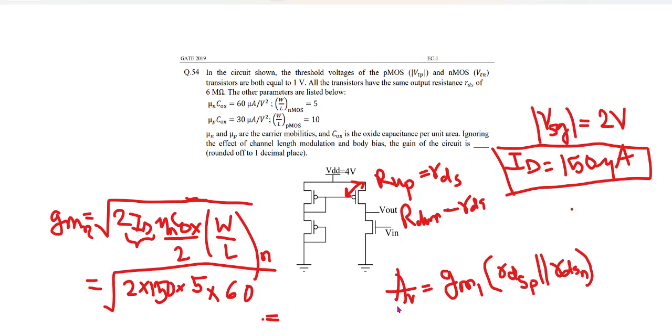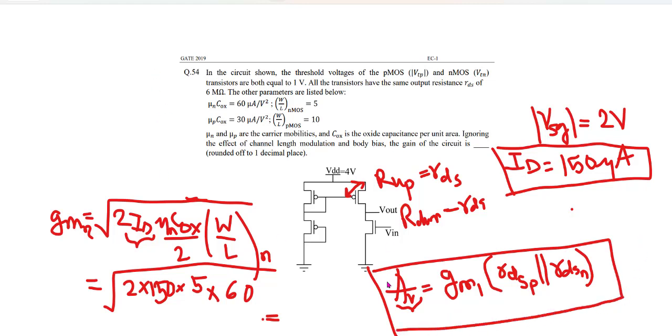And then you find AV from here. Okay. So whatever you get, the answer is there. Okay, so I don't have the answer now, but this is the process. And the main catch is that for this you need not draw the small signal model.